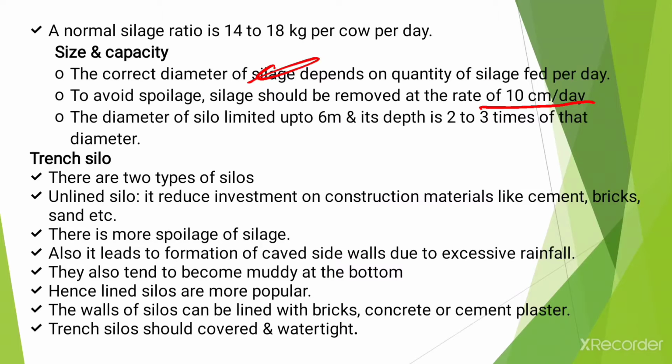The diameter of the silo is limited to 6 meters, and its depth is 2 to 3 times that of the diameter.